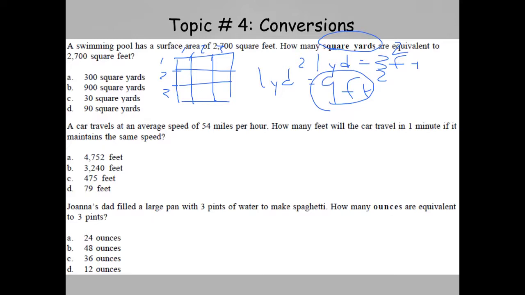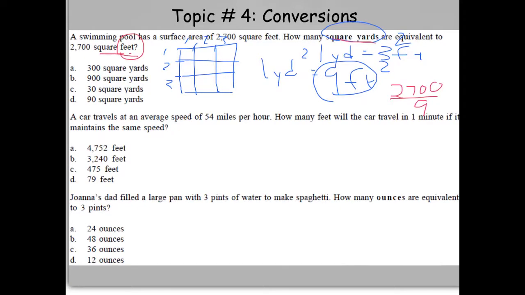The other thing to remember is that we are dealing with square feet, and we want to convert them to square yards. So feet are smaller than yards. If we're going from small to big, we need to divide. So we take our 2,700, divide that by 9, and we should get an answer of A. Did you get A? Good job. Alright, now it's your turn. See if you can figure out the second problem.